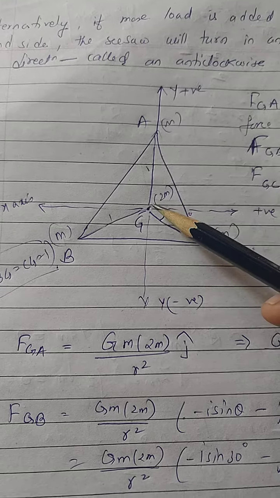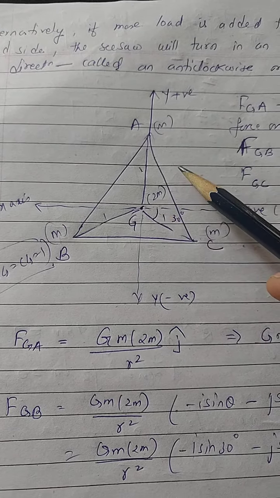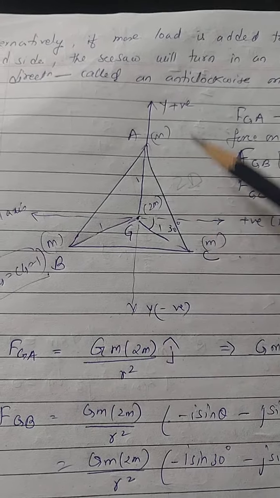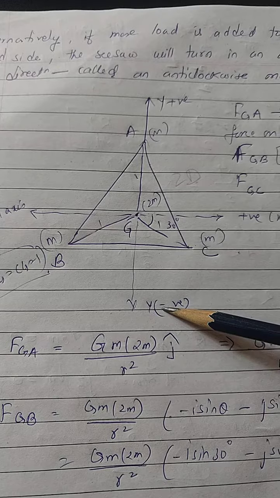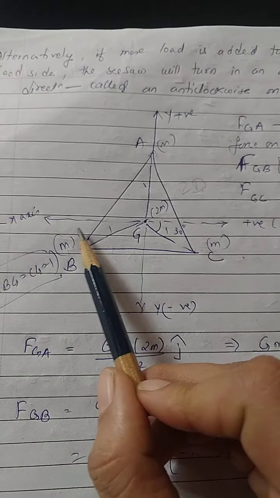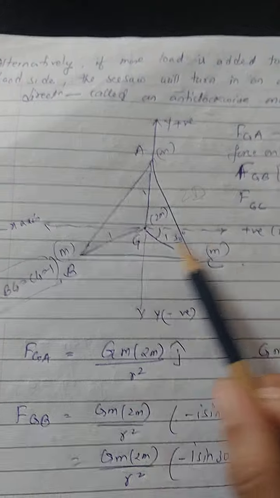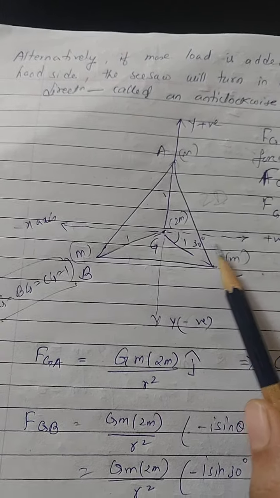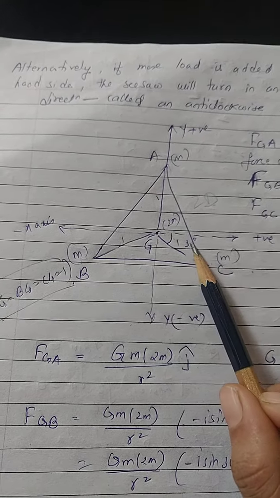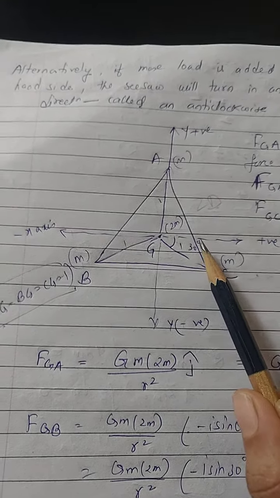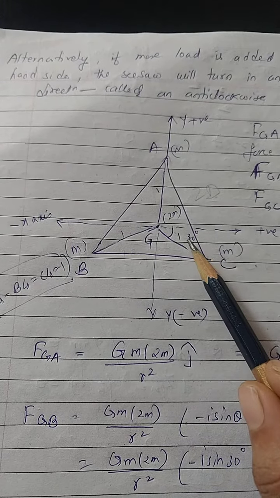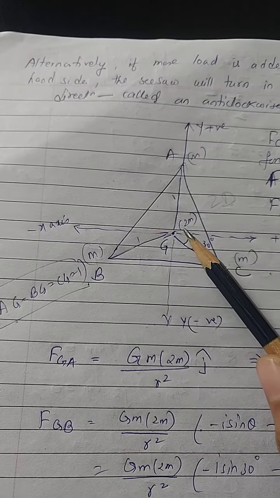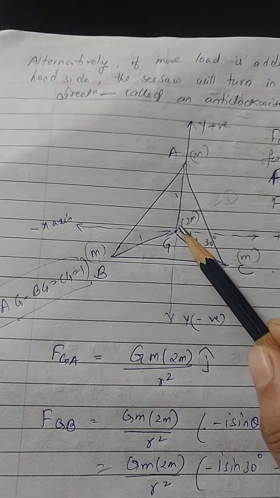Now if I try to resolve the center of mass with respect to the two-dimensional axes, that is x and y, I can easily draw the positive and negative y-axis and the positive and negative x-axis. In my question nothing has been given regarding the inclination, the 30 degrees or anything. It is only asked to find the force acting on this 2m mass if it is placed on the centroid, that is G, of the triangle.